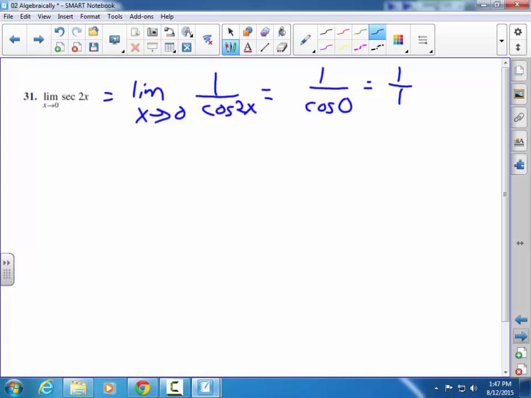Graph it. If you were to graph sec 2x, how on earth do we graph secant 2x? Yeah, we can graph 1 over the cosine of 2x, and we should find out that the limit, as we are approaching 0, is the number 1. I think you also had it in homework 1 or 2 somewhere, either that problem or one very similar to that, okay? All right. How do we feel there?